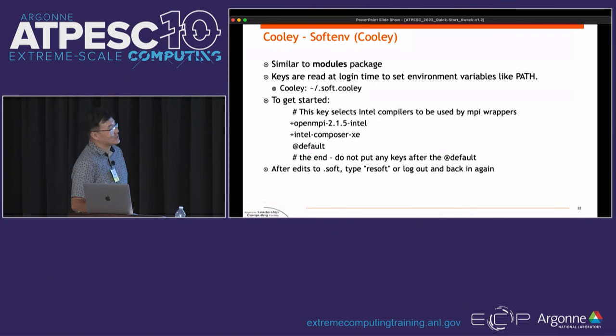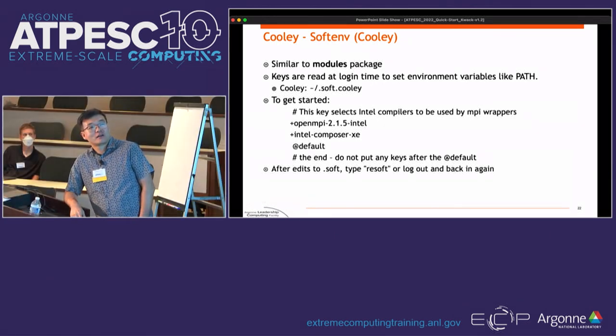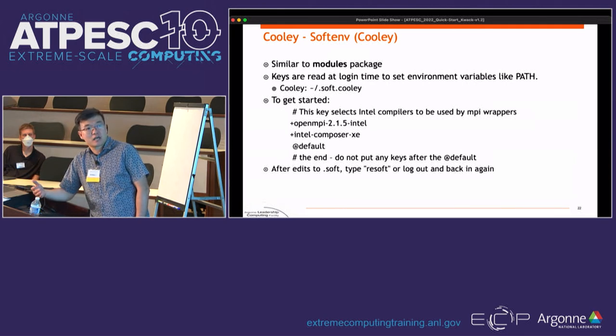It doesn't have modules. It's a pretty old system. Instead, it uses SoftEnv. So if you type module list, Cooley won't show you anything. Instead, you need to update your .soft.cooley file on your login node on Cooley. If you don't have it, you can create it. This is my recommendation. In this file, you can add +openmpi-2.1.5-intel, so you load your MPI with the Intel compiler, and the next one is the Intel compiler, +intel-composer-xe. And if you want to use GPU programming, you will need to add CUDA. In order to check, instead of module avail, you type softenv, and then you will see all the available environments, and you can pick from them.